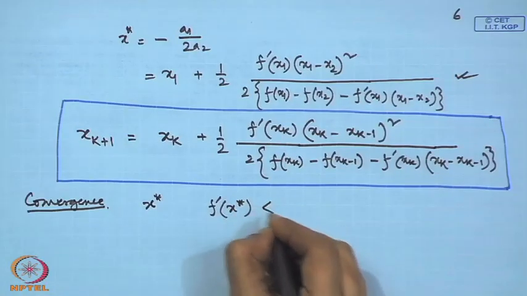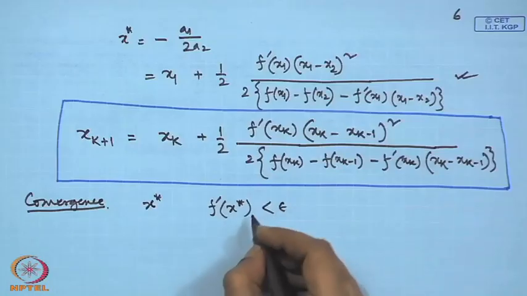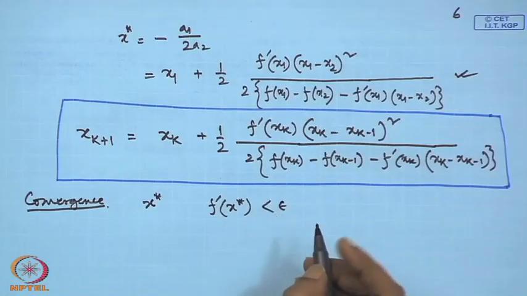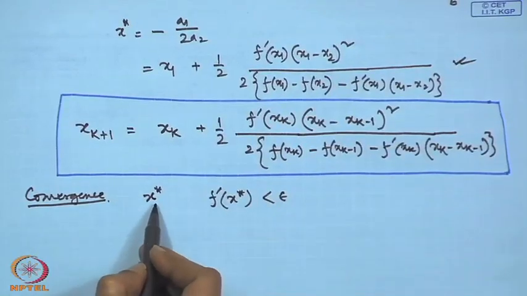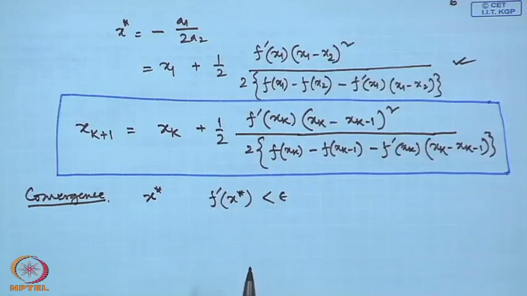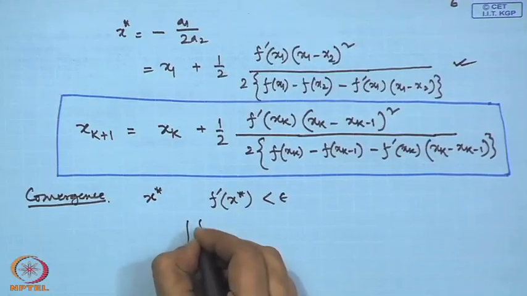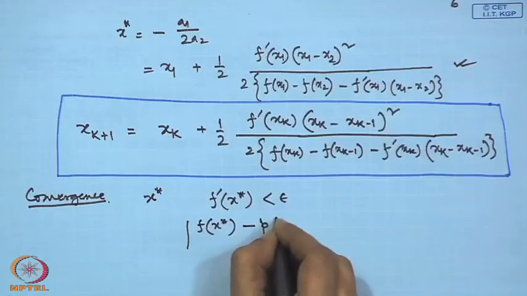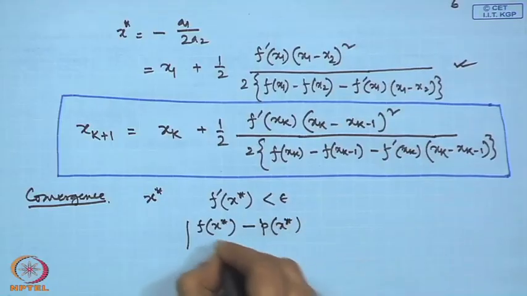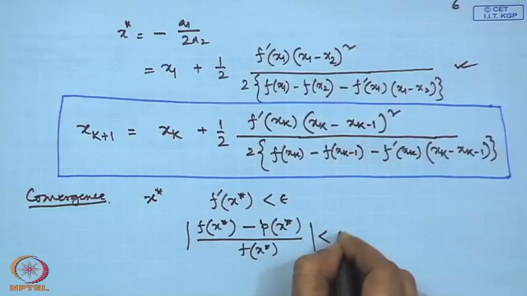That is why we can check whether f prime x is lesser than epsilon or not. If it is lesser than a very pre-assigned small value, then we can accept x star as the optimal solution. There is another check also, available in the literature. We can also check f(x star) minus p(x star) divided by f(x star). If this value is lesser than epsilon, that could also be a check.